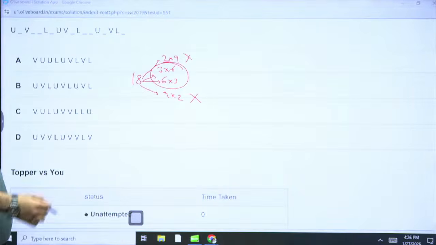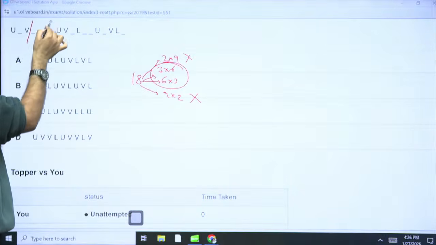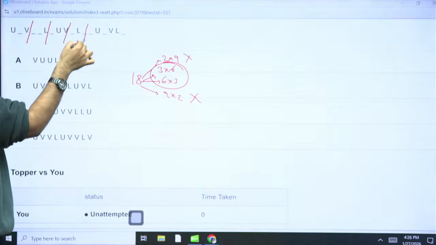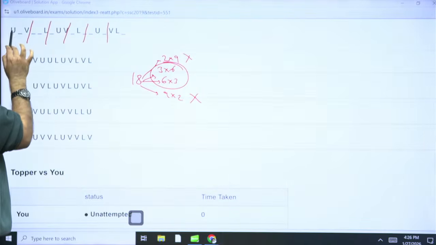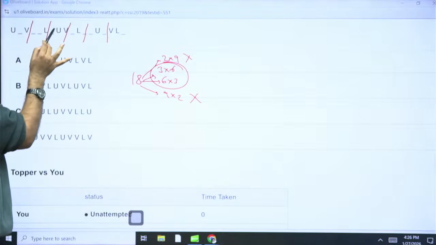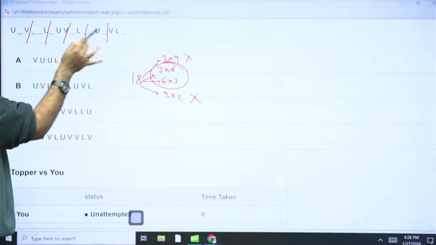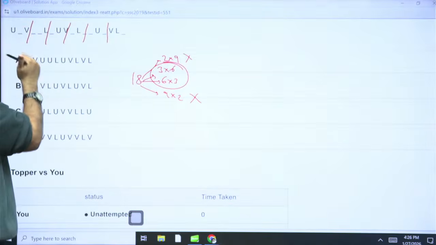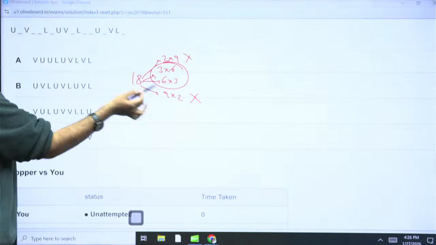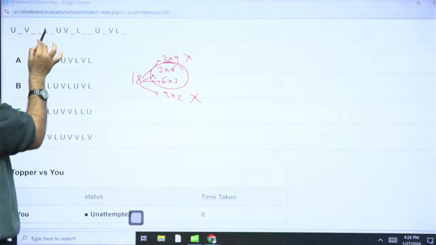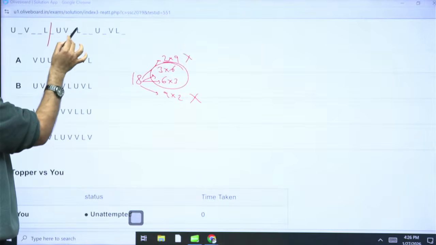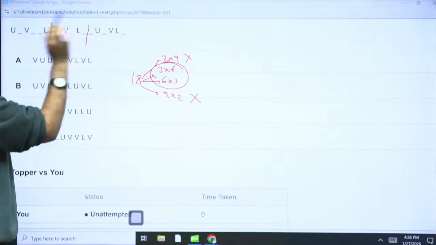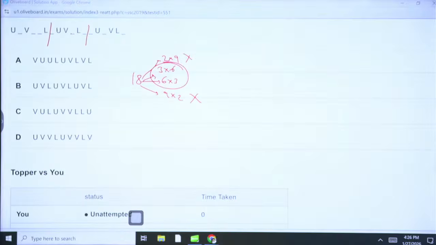Now if I take 3 set 6 times, is it making any sense? I don't think so. U dash V dash dash L dash UV dash L dash dash UVL is making some sense, but it's not very clear. So most probably it is 6 into 3. 1, 2, 3, 4, 5, 6. 1, 2, 3, 4, 5, 6. 1, 2, 3, 4, 5, 6. This is what is happening. Okay. So U dash V.